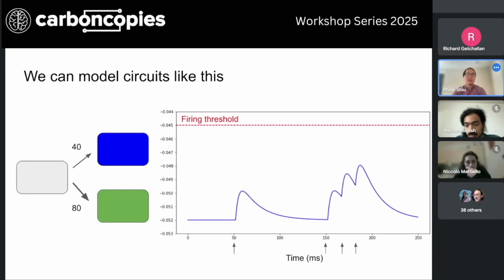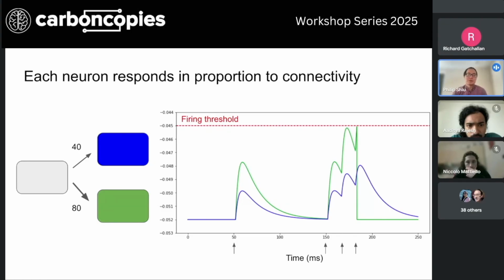So basically, if this gray neuron spikes at the times shown with the arrows, then the blue neuron's membrane potential will change as a result of this activity. Furthermore, our model supposes that each neuron responds in proportion to the connectivity from the connectome. So we know the connectivity strengths from each neuron to another in the connectome. For example, we know from the connectome that the green neuron's connectivity from the gray neuron is twice as strong as that of the blue neuron. And so its response will be twice as much as the blue neuron.